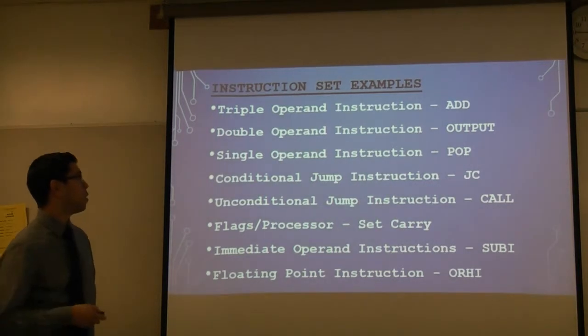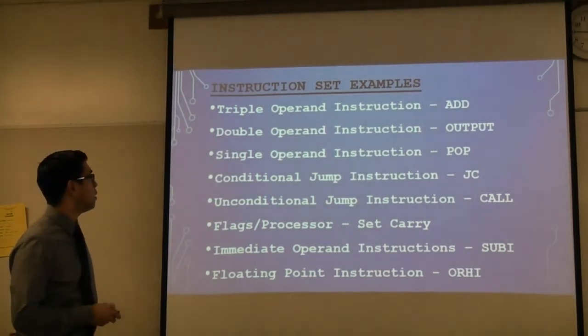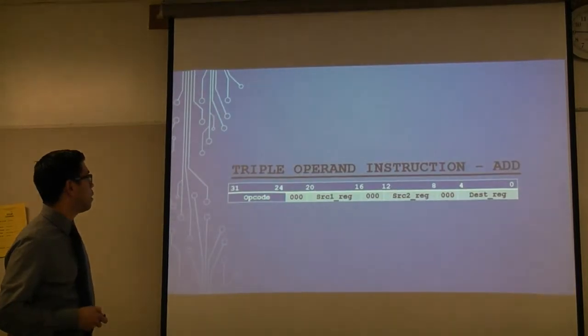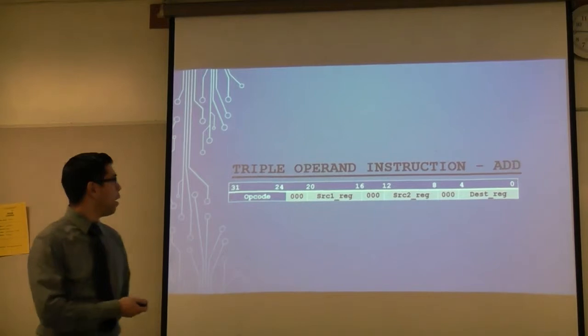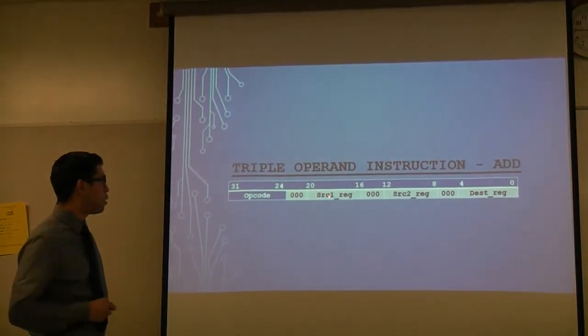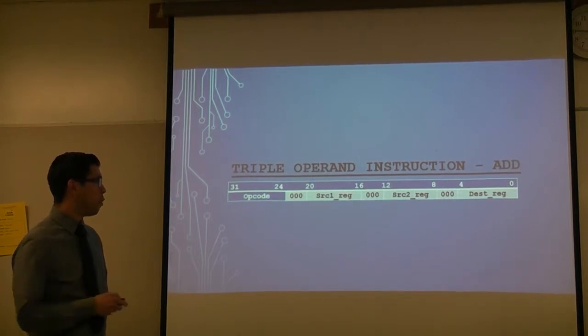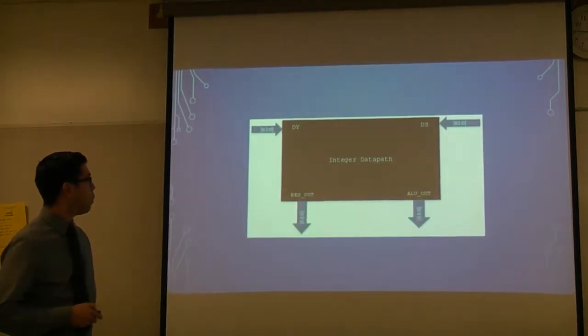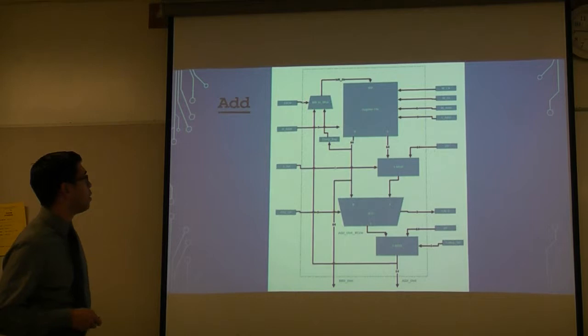These are the instruction set examples that we're going to go through right now to show you the operation of the processor. So the first one is the triple operand instruction, which is pretty easy. It's a simple one. It's just the opcode, which is 8 bits, source register 1 and 2, and then the destination register is where it's going. Then we're going to go into our integer data path. That's where these guys pretty much happen, the triple operand.